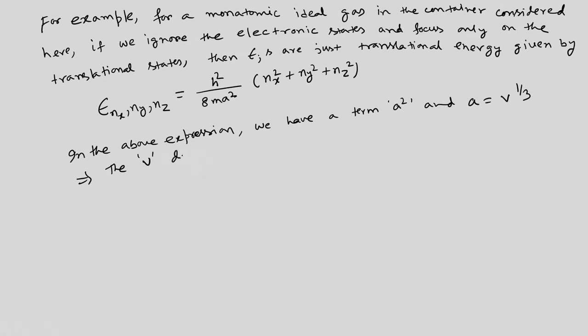V dependency of EJ. So now we know how EJ depends on N and depends on V. Okay. So what is our goal?